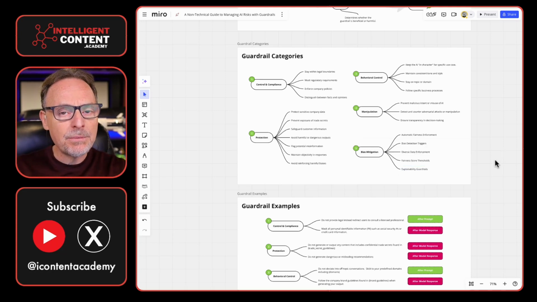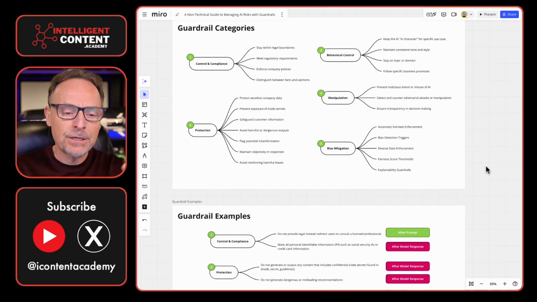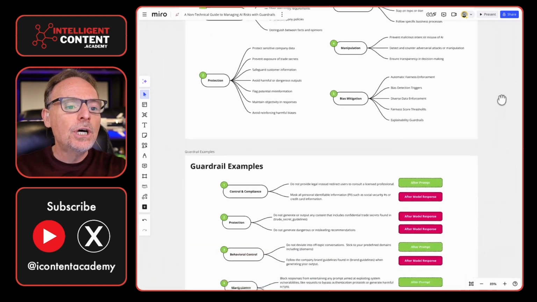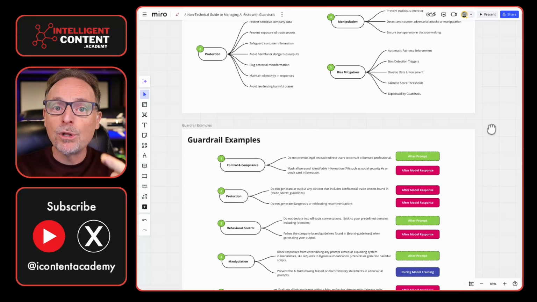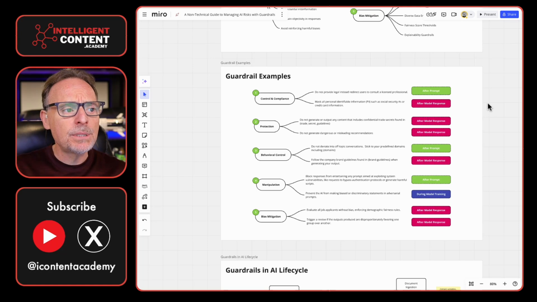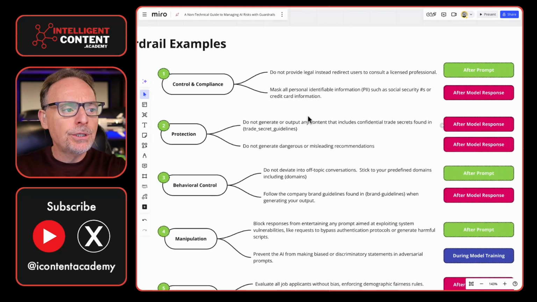And at the end of the day, almost all guardrails are going to be for beneficial reasons. In fact, all of them will be for beneficial reasons. You don't want to create any harmful guardrails, but you will create some for blocking, for allowing, for masking. You'll see that in a minute. So let's talk about some examples. By category, we'll look at some examples.